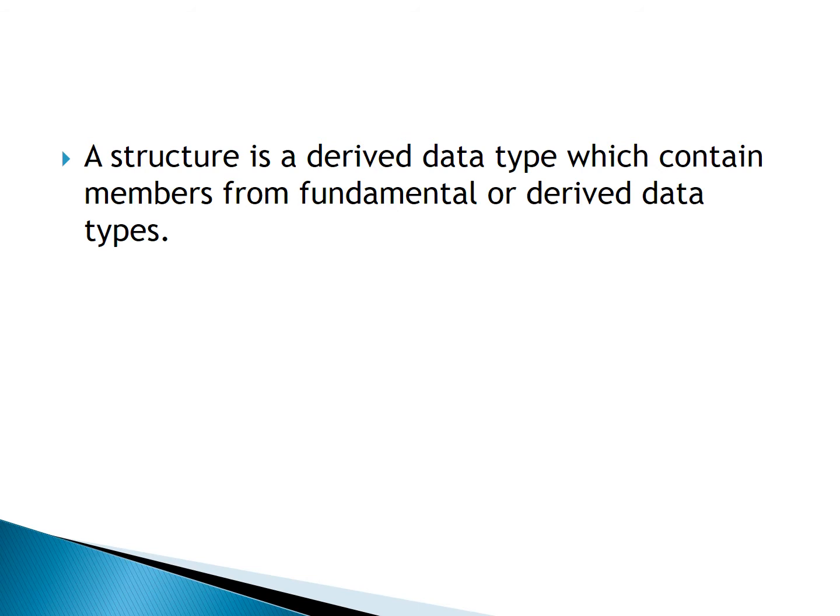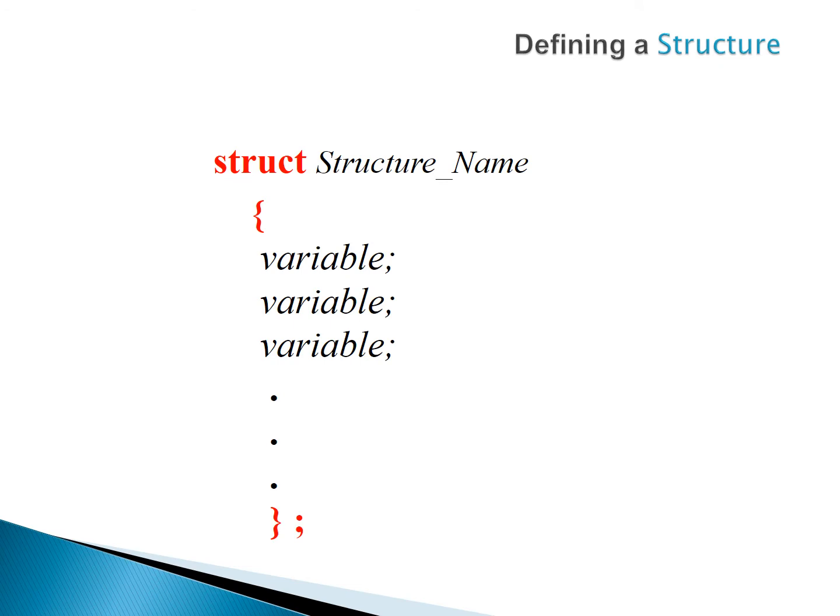A structure is basically a derived data type which contains members from fundamental or derived data types. So we can have mixed types of data in a single structure. That's how we define a structure. Struct is a keyword followed by the name of the structure, the start of the definition, the end of the definition, followed by a semicolon. These are the variables. The types and number of variables depend on the requirement of the structure. We have to follow the same rules for naming a structure as we use for variables and functions.